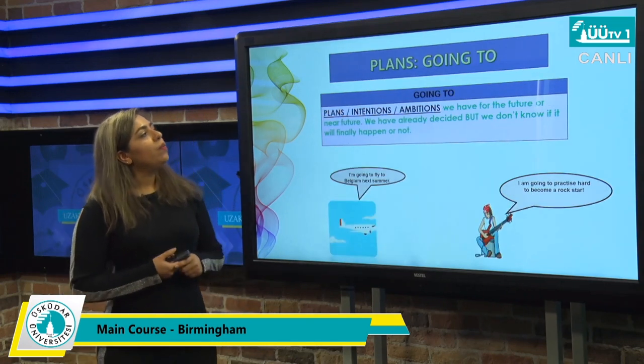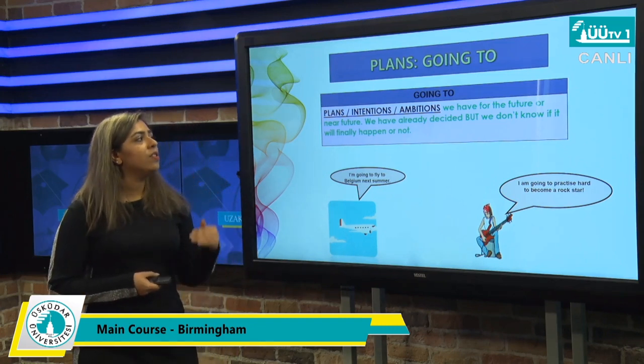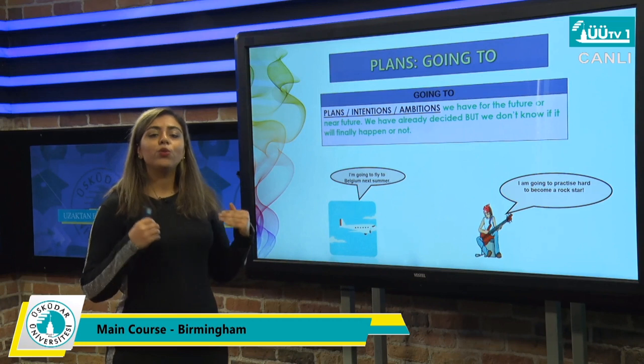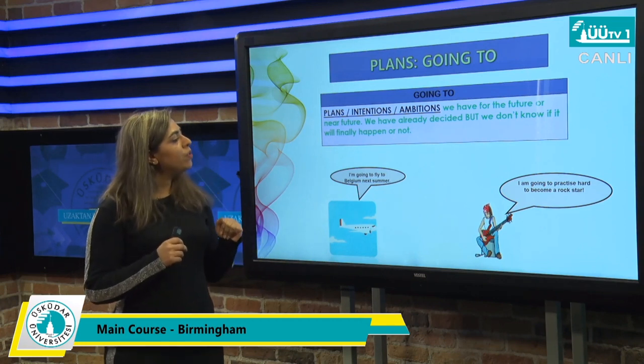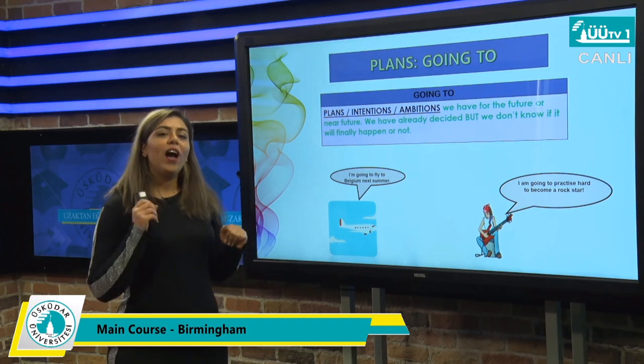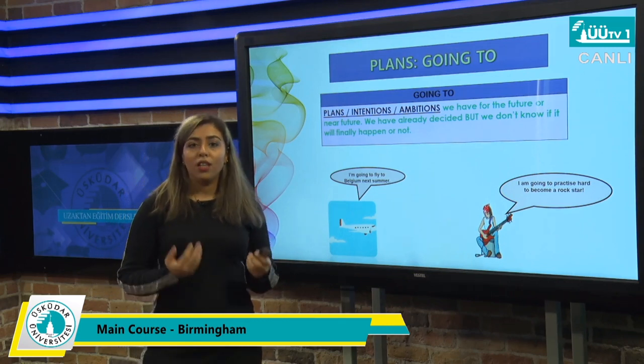Okay. We use going to for plans. What kind of plans? Plans, intentions, or ambitions that we have for the future or near future. We have already decided them, but we don't know if it will finally happen or not. So we have decided, but we are not sure. This is when we use going to. For example, I'm going to fly to Belgium next summer. It means that you have decided already, but you don't know if it's gonna happen or not.